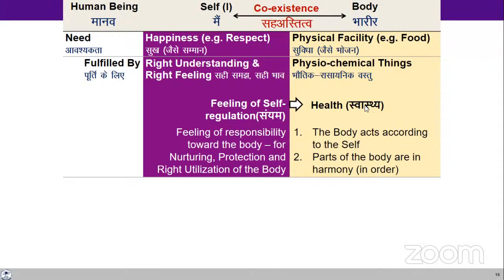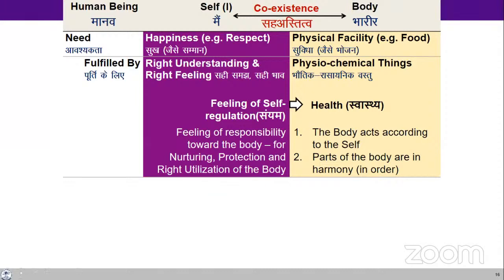Then what will be the result? Body acts according to the self. Parts of the body are in harmony. This is the state of a healthy body. If you are sick, you won't be able to do anything according to your own wish. But if you are healthy, your body will act according to the instructions of the self. So parts of the body need to be in harmony. This is the healthy situation. So the self needs to show the responsibility towards the body. That is known as the feeling of self-regulation.